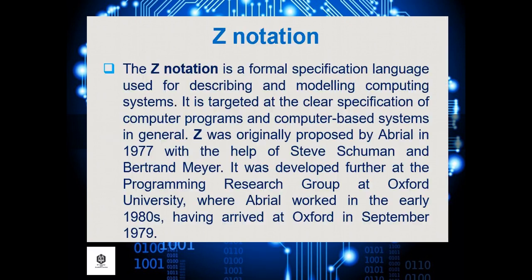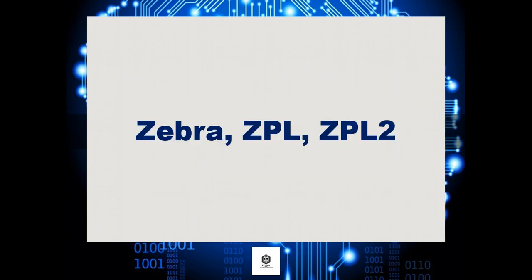Z notation. The Z notation is a formal specification language used for describing and modeling computing systems. It is targeted at the clear specification of computer programs and computer-based systems in general. Z was originally proposed by Abrial in 1977 with the help of Steve Schuman and Bertrand Meyer. It was developed further at the Programming Research Group at Oxford University, where Abrial worked in the early 1980s, having arrived at Oxford in September 1979.